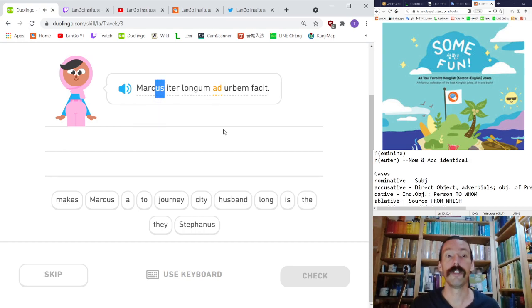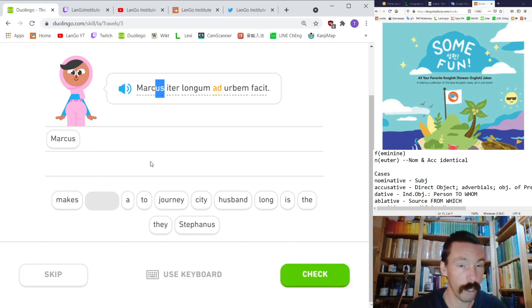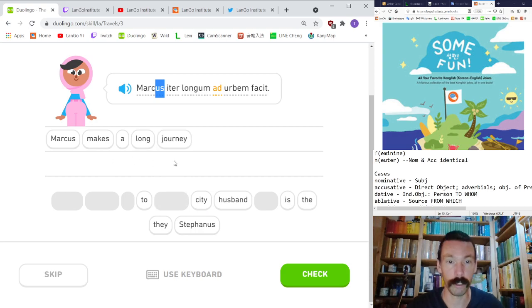Marcus. This is the most common masculine type, ending in us in the nominative, in the subject case, nominative singular. And we preserve it as a name with the ending in English. Marcus. Hi, Marcus. Oh, hi, Marcus. Iter longum ad urbem facit. Makes a long journey. That's a noun phrase in English, a long journey, and it is in Latin too. Here it's together. Iter longum.